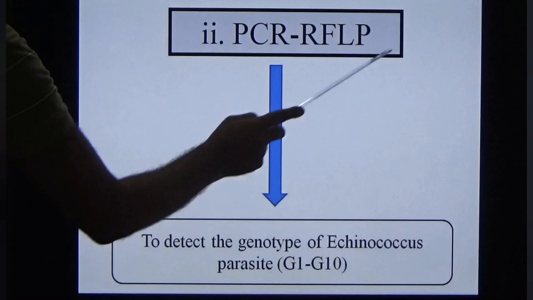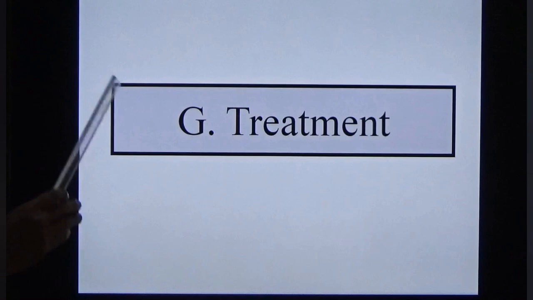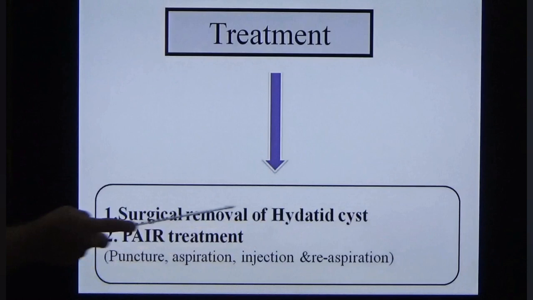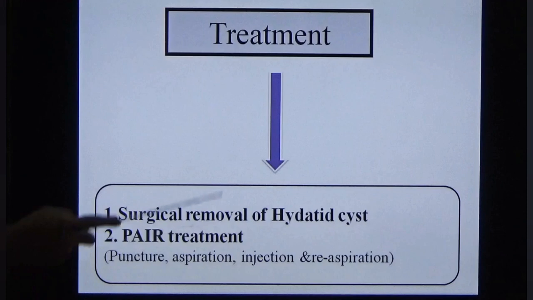That's about the diagnosis. Now treatment. Here I am mentioning the common routine treatment used in current practice. There are two types of treatment. One is surgical removal of the hydatid cyst. Another one is the PAIR treatment. What is PAIR? P means puncture, A means aspiration, I means injection, and R means re-aspiration. So these are the two methods currently used in modern practice.